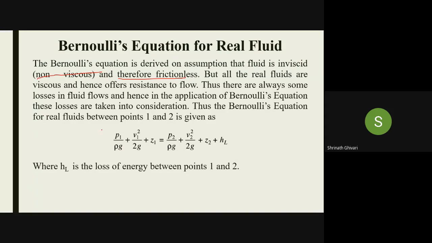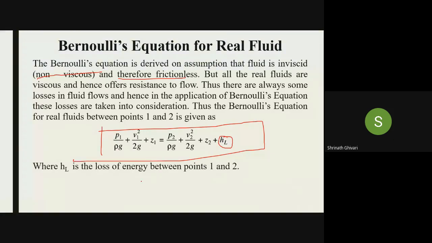For the real fluid, the Bernoulli's equation is like this: P1 by rho g plus V1 square by 2g plus Z1 equals P2 by rho g plus V2 square by 2g plus Z2 plus HL. HL is nothing but the loss of energy when the fluid is flowing through any medium.